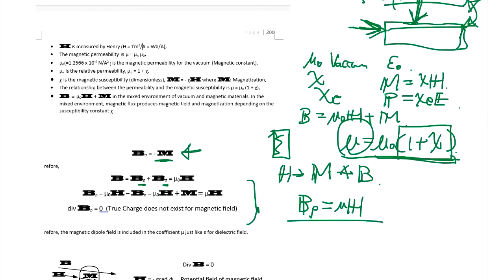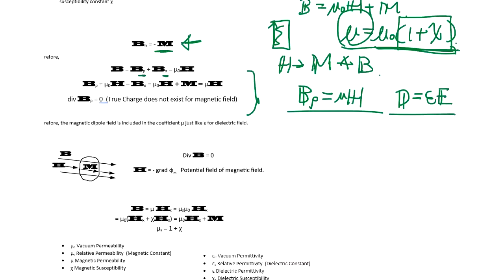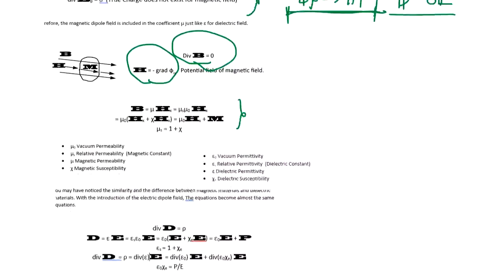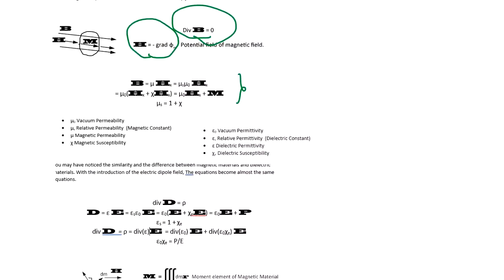So this is the same as D equals E. Exactly corresponding. It's symmetric. So all the stuff you learned in the dielectric material, you can use in magnetic field based on permanent magnet. We already said this, and this is the definition, and this is the relationship. So the constant is also corresponding.